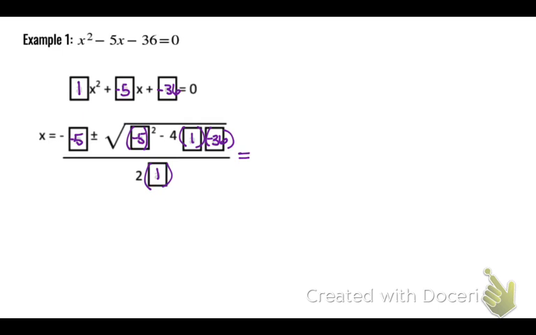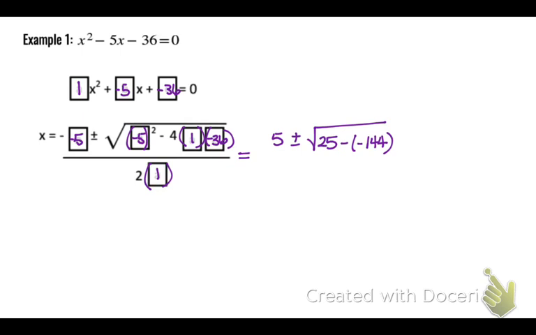So then we just start to work through and think through order of operations. So negative 5, sorry, that would be a positive because it's the opposite of the negative. So that would be a positive 5 plus or minus the square root of negative 5 squared, which is 25, minus 4 times 1 times negative 36. And so this is where I said in the start of the video that we want to be careful, because 4 times 1 times negative 36 is negative 144.